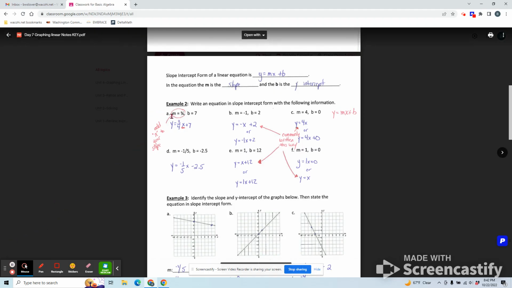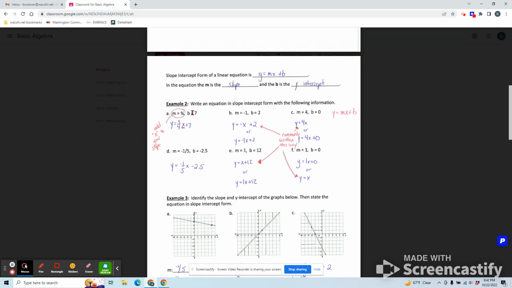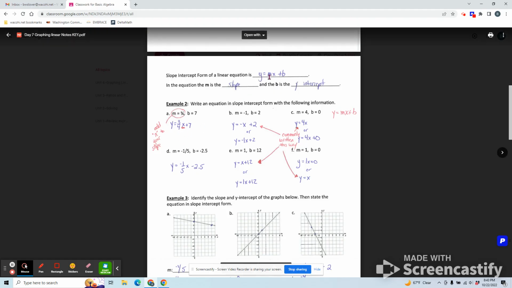So the first one says m is 3/4 and b is 7. M is my slope, so up here it says y equals mx plus b. I'm substituting 3/4 in where I see m. B is 7, where I see the letter b in the equation, I plug in 7. So y equals 3/4 x plus 7.